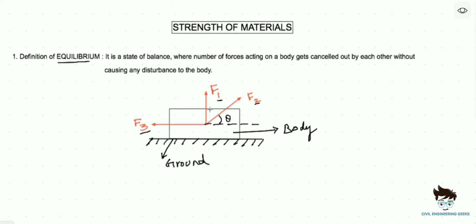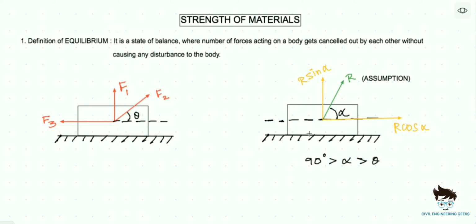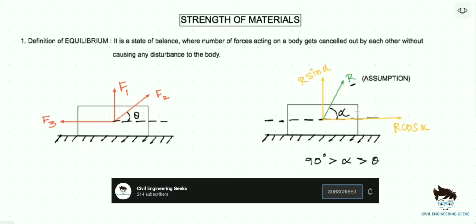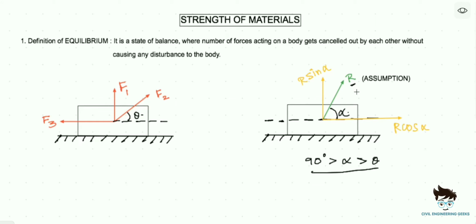So, to find in which direction it could possibly move, we should reduce these three forces to one resultant force. Let's initially assume a resultant force acting between F1 and F2 at an angle alpha to the horizontal axis. Now we can say that the object will move along the direction of the resultant force. But our aim is that the object should not move even if the forces act on it. That is why we provide supports.